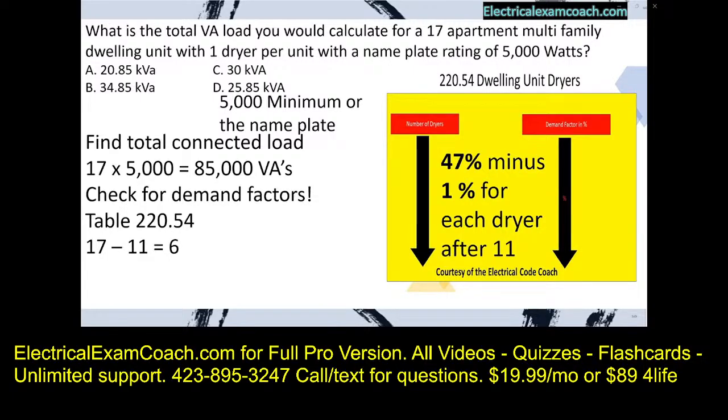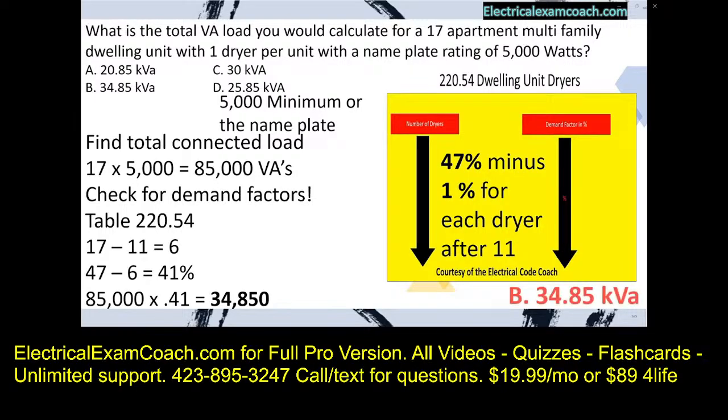What this code is stating is that 47% was our base multiplier, and then what we're going to do is minus 1% for each one that we are past 11. We were 6 past 11, so we're going to take our 47% base minus 6, and that's going to give us a new demand factor of 41%. Now, all we have to do is multiply. We take our original load, multiplied by 0.41, and that gives us a new reduced load of 34,850 VAs. And we're going to select B. Great job.